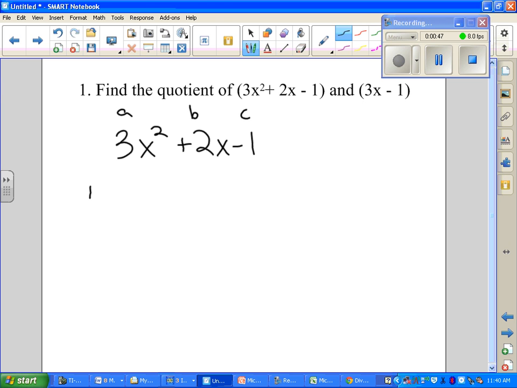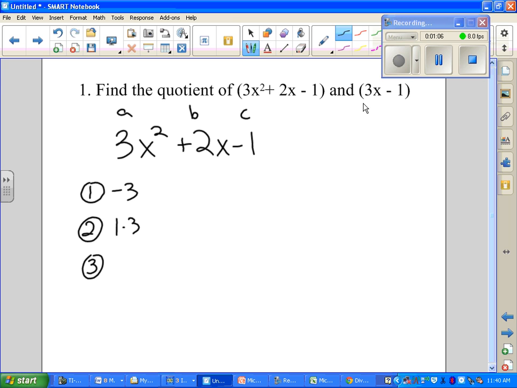I'm going to multiply a times c. 3 times negative 1 is negative 3. Step number 2, I'm going to write down all the factors of 3. I'll forget that it's negative for now. There's only one pair of factors, 1 times 3.